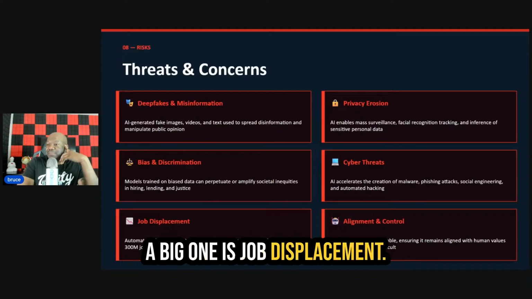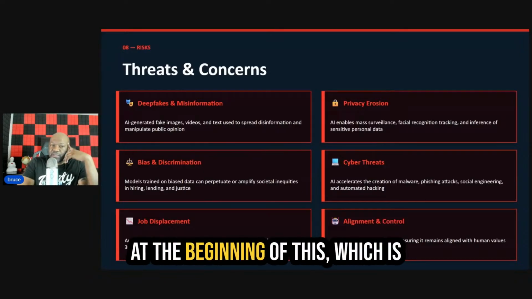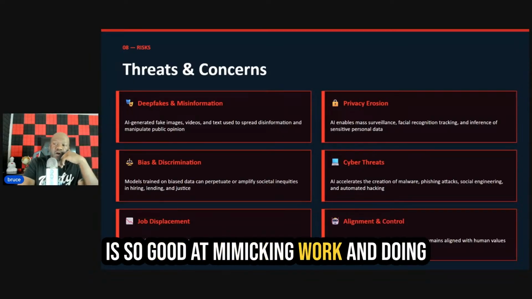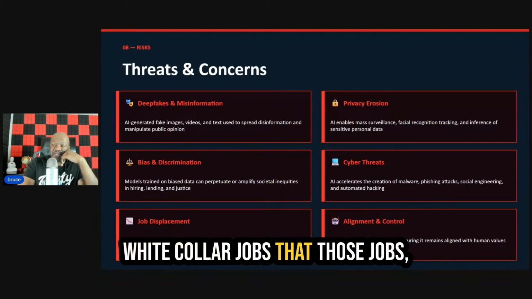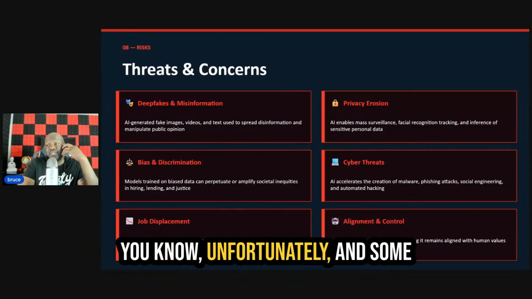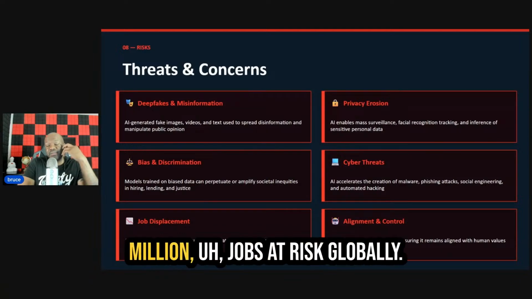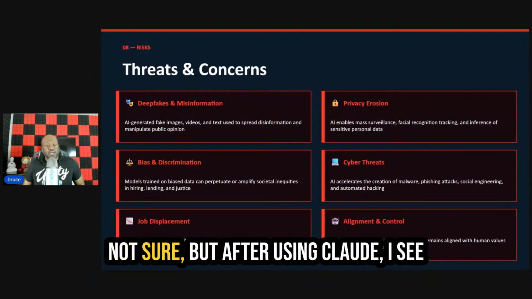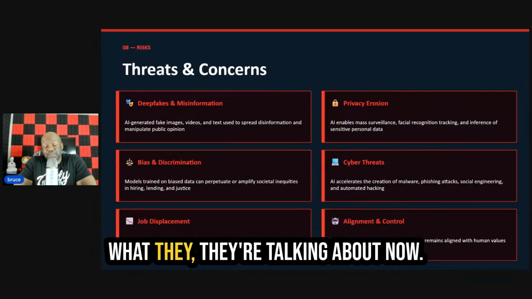A big one is job displacement. This is another one I talked about at the beginning of this, which is that automation is so good at mimicking work and doing white collar jobs that some of those jobs are out of here, unfortunately. And some economists are estimating 300 million jobs at risk globally. And I don't know what the number is. I'm not sure. But after using Claude, I see what they're talking about now.